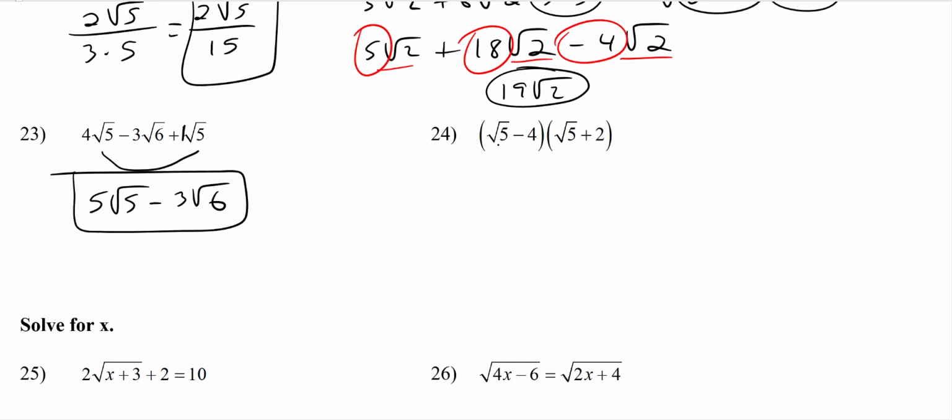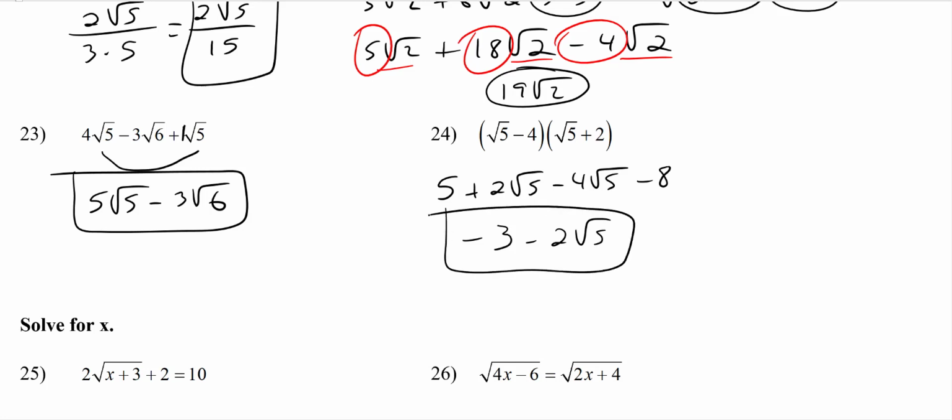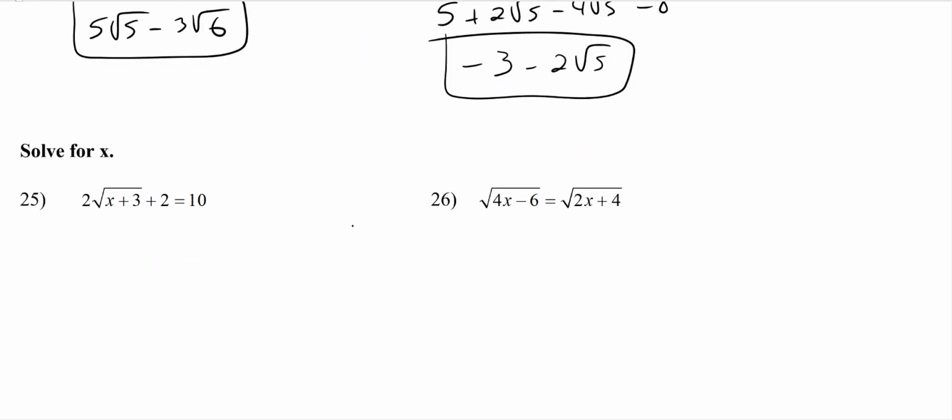Okay, this next one is FOIL. So root 5 times root 5 is just 5. Root 5 times 2 is plus 2 root 5. Negative 4 times root 5 is negative 4 root 5. And negative 4 times 2 is negative 8. So we're going to combine the numbers together. 5 minus 8 is negative 3. And 2 root 5 minus 4 root 5 is basically 2 minus 4, negative 2 root 5. Okay. Pretty reasonable.